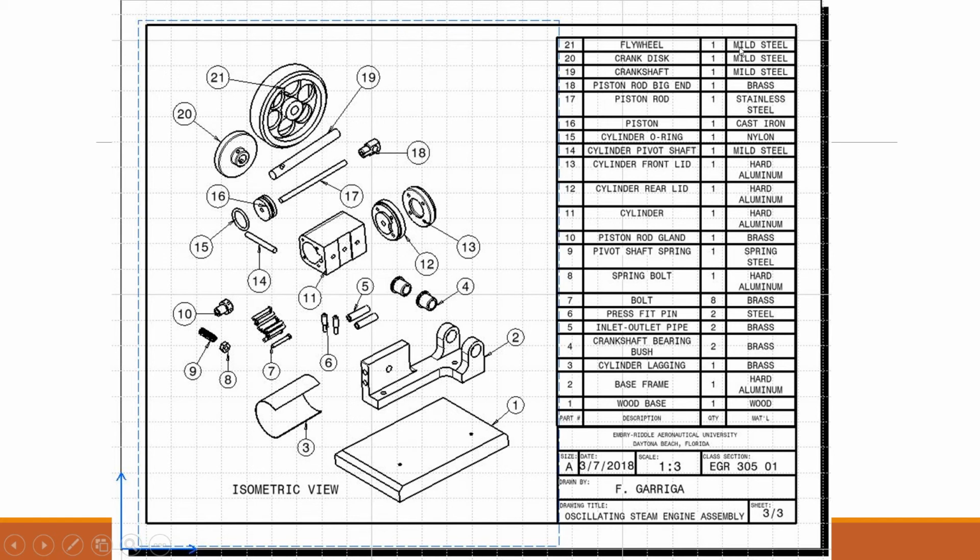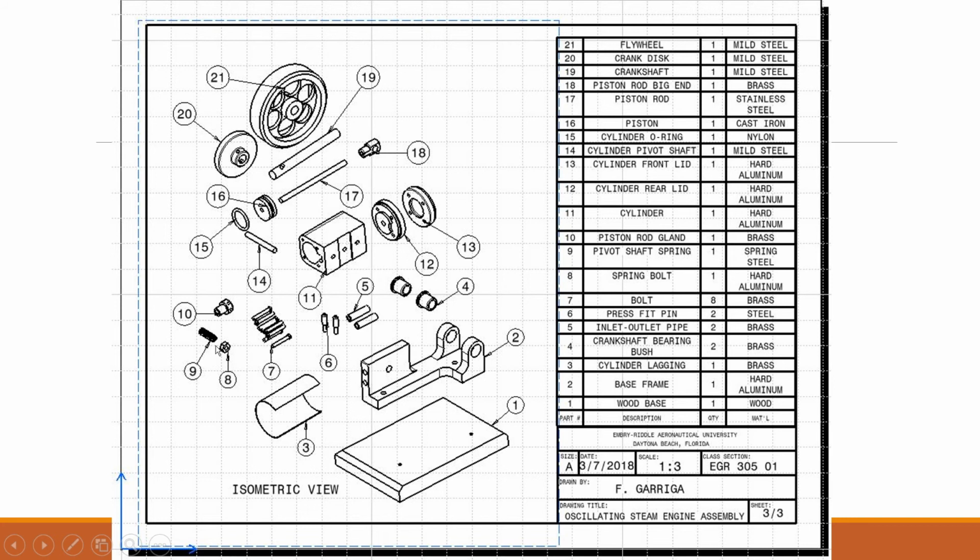As I said about the materials, the flywheel, crank disc, and crankshaft, which are the portions in the less chromed material, are mild steel because they do not have to withstand as much stress as the others. Brass was used for some portions because of its longevity. Stainless steel as well as hardened aluminum was used for some of the materials that required greater strength. Spring steel was used in the spring, as shown right here.